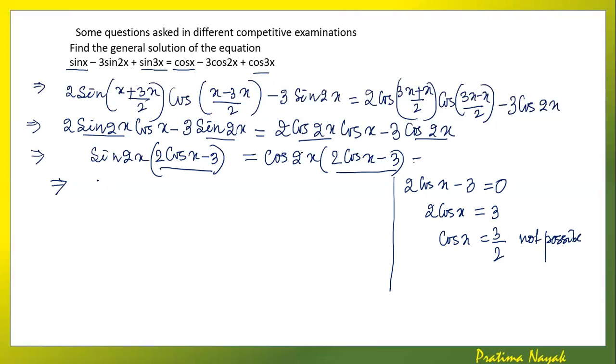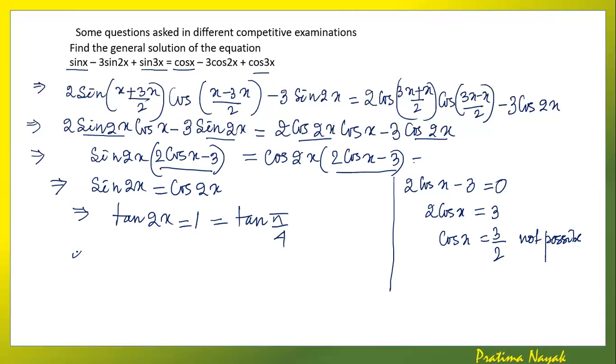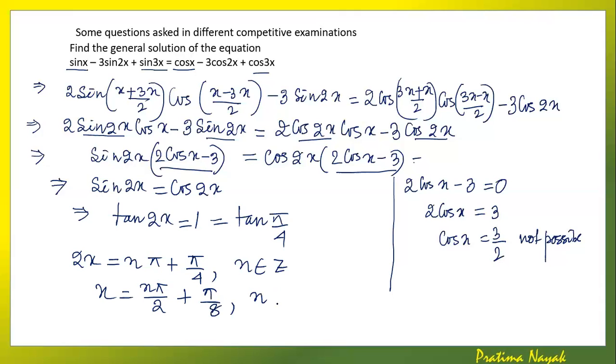So what remains is sin 2x is equal to cos 2x, or make it tan 2x by dividing with cos 2x. Tan 2x is 1. 1 means tan pi by 4. So you are getting a function in tan. So 2x is equal to n pi plus pi by 4 when n is an integer. So what will be x? X is equal to n pi by 2 plus pi by 8 when n is an integer. So this is the solution of this equation.